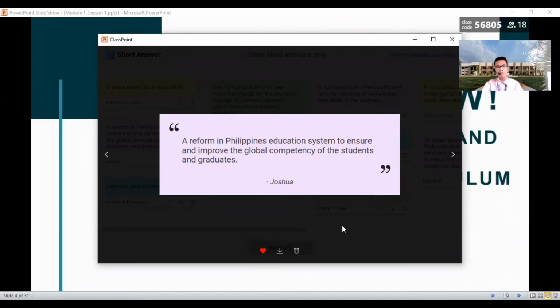A reform in Philippine education from Joshua to ensure and improve the global competency of the students and graduates. Yeah, that is one of the underlying facts about the reformation of the educational system of the Philippines. It is because the notion there is that behind daw tayo kumpara sa other countries na talagang meron silang 12 years ng kanilang basic education.